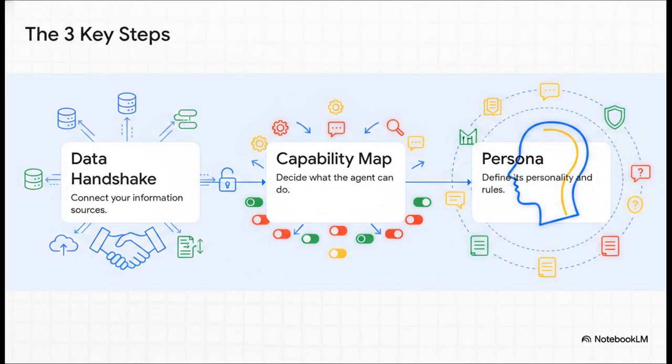It really just boils down to three main steps. First, there's the data handshake, which is all about connecting your information. Second is capability mapping, where you decide exactly what the agent is allowed to do. And third is the persona constraint, where you shape its personality and, crucially, its boundaries.